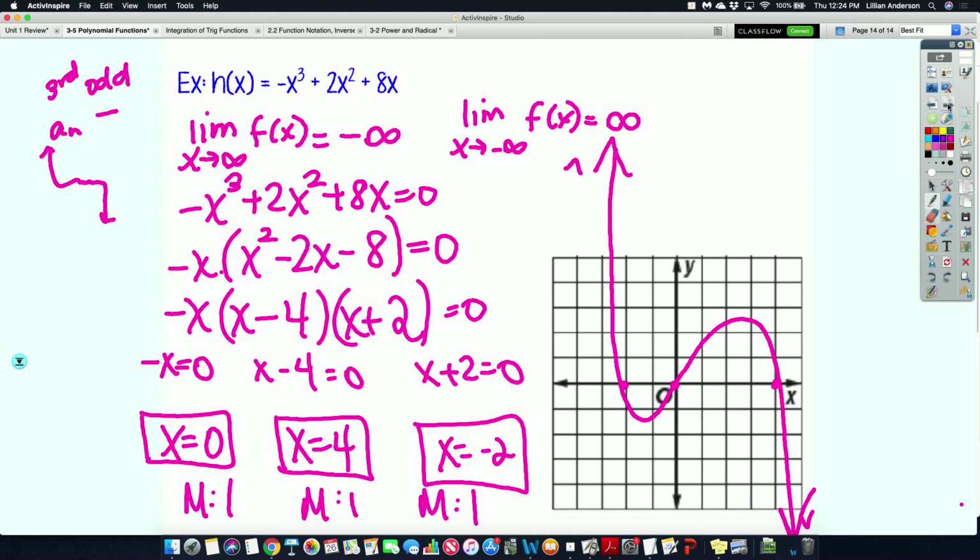Any questions? Yes? What is this multiplicity? It means kind of like the exponent that it has, the factor part. Of the factor, yes. So multiplicity is like the exponent of the factors. Okay?